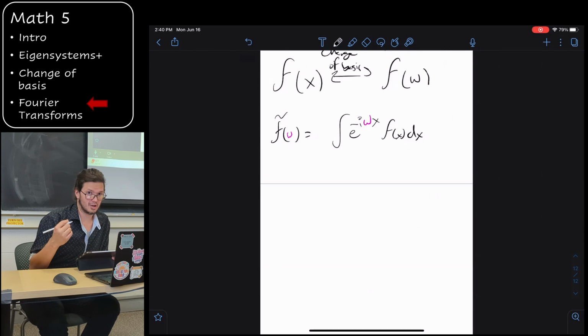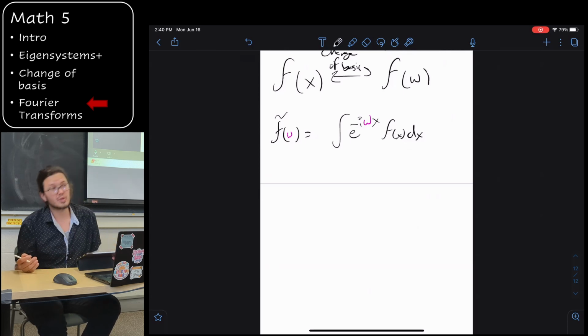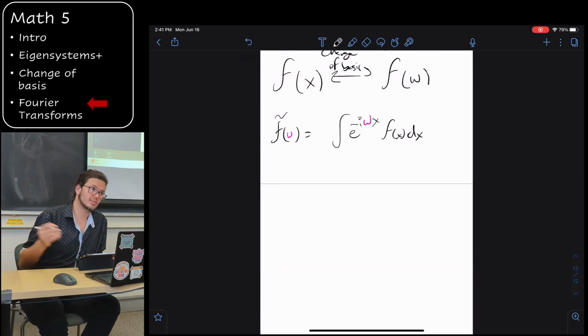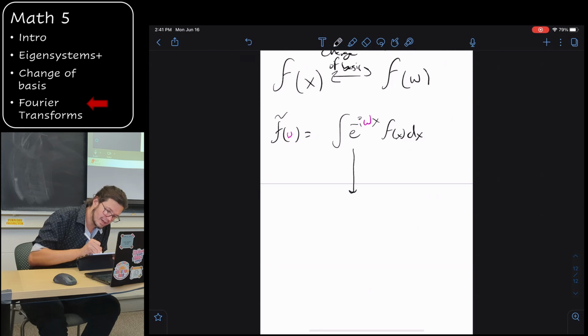I really struggle a lot in thinking in which order I do this, because to talk about Fourier transforms, I do need complex numbers, but I really wanted to connect this when we were talking about change of basis. So for now, just believe me that e to the minus i omega x is equal to cosine of omega x plus i sine of omega x.